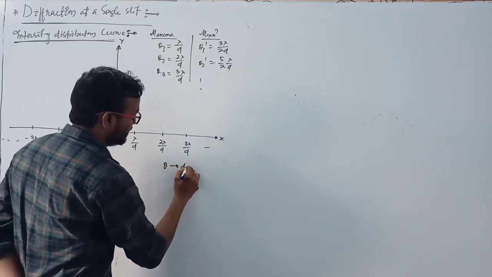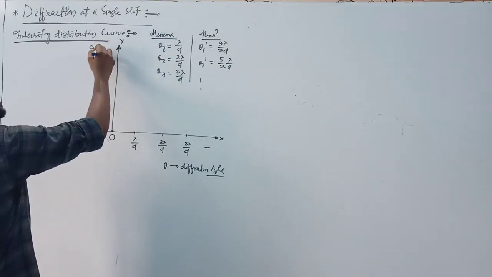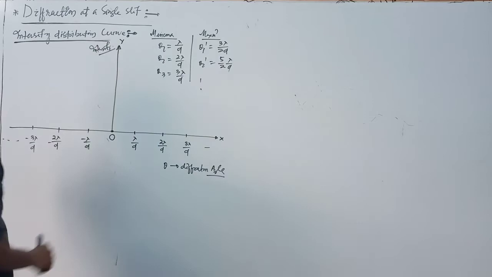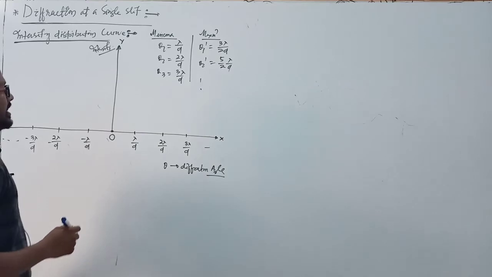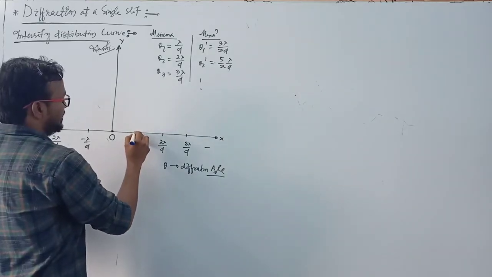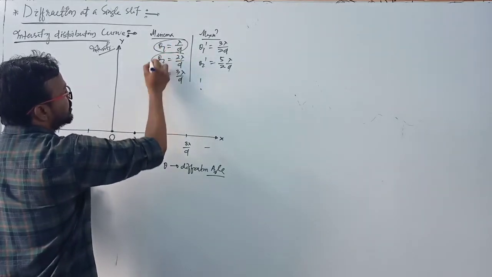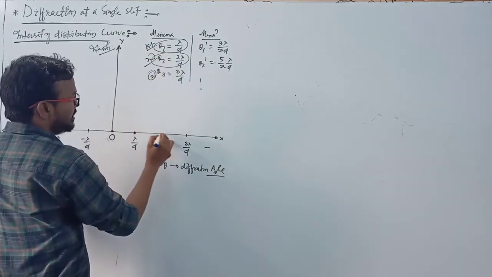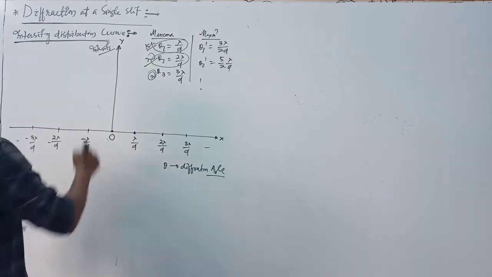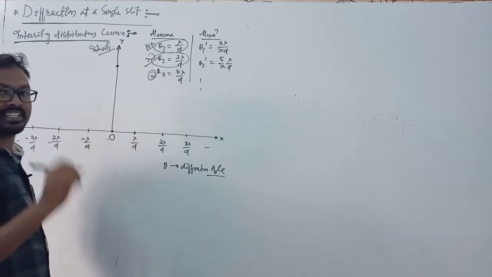And here we have to take theta, the diffraction angle, versus intensity of light. Here we take the maximum or minimum intensity of light. From this graph we conclude that here we get minima at this point, and here also minima. This is the first minima, second minima, and third minima. From the relation we conclude that here we get maximum intensity of light for the central maxima.